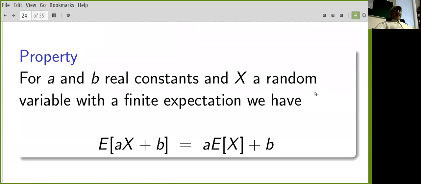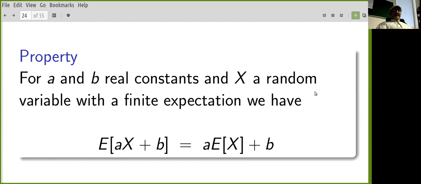Now, an important property. Supposing you have a random variable x, and it's got some finite expectation. And now you come up with a new random variable ax plus b, where a and b are real constants. Then it turns out that the expectation of ax plus b is equal to a times the expectation of x plus b. Now, why is that?